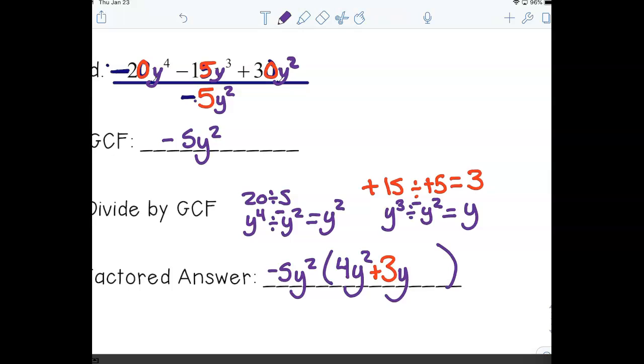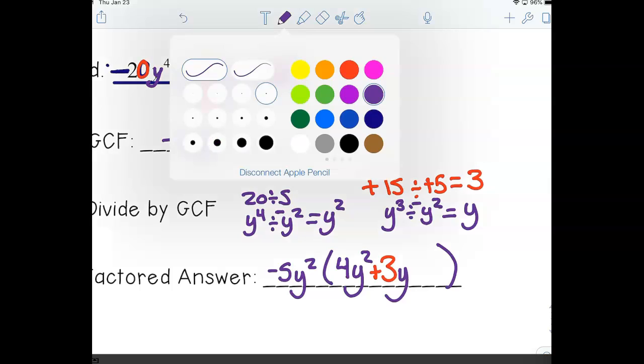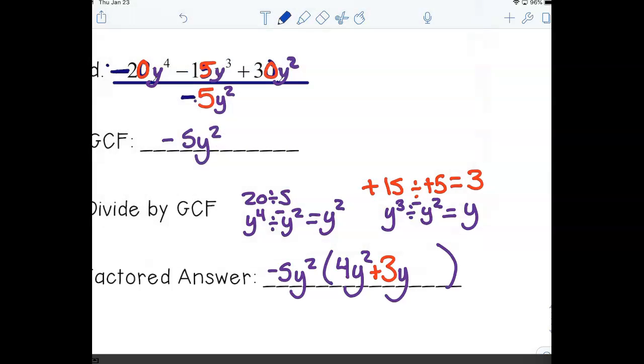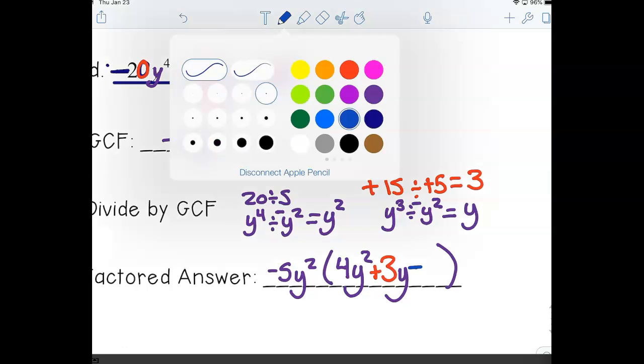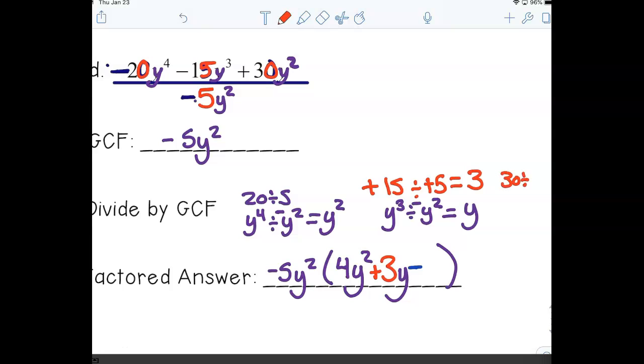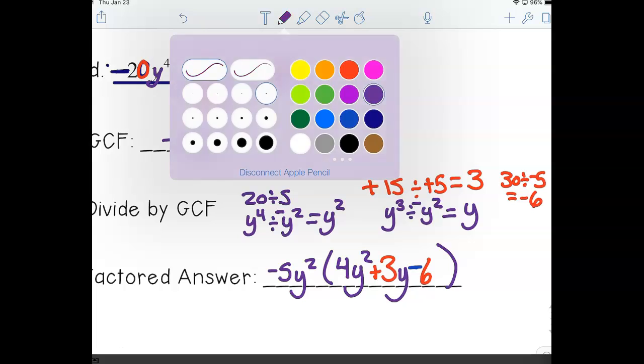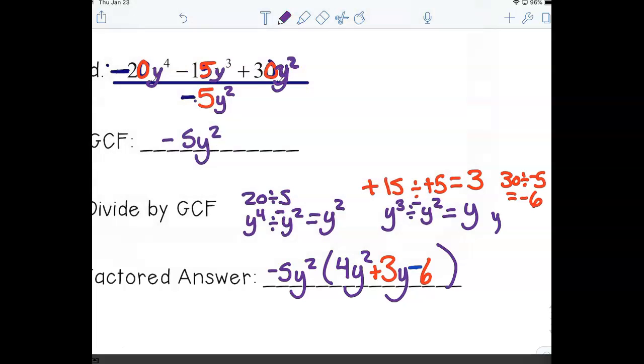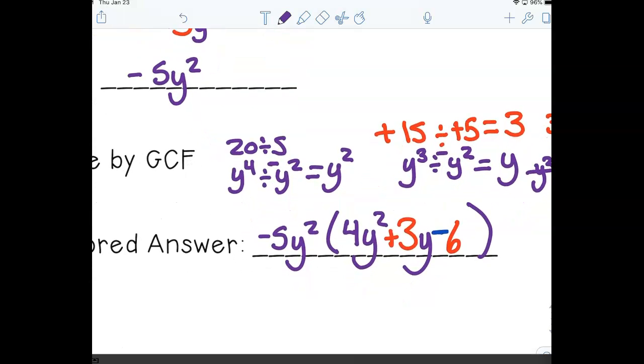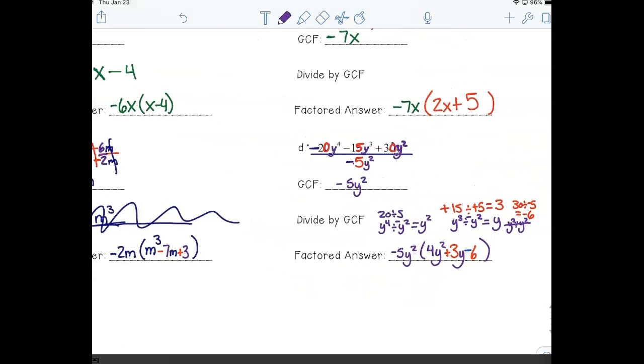In my last piece, I need to do 30, that was positive, divided by a negative. So that results in a negative. The 30 positive divided by negative 5 gives me negative 6. The y squared divided by y squared cancels. And I'm left with just that as my answer. Okay.